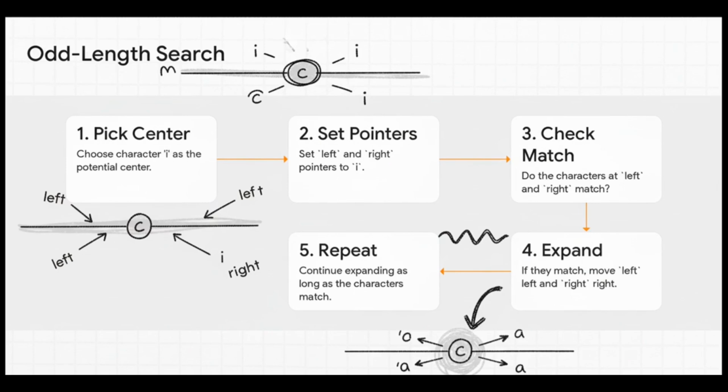Let's walk through the steps. First, we pick a character to be our potential center. Then we create 2 pointers.